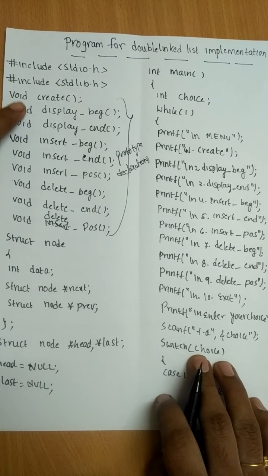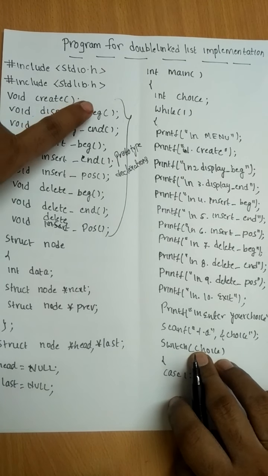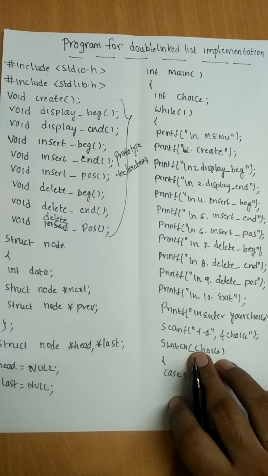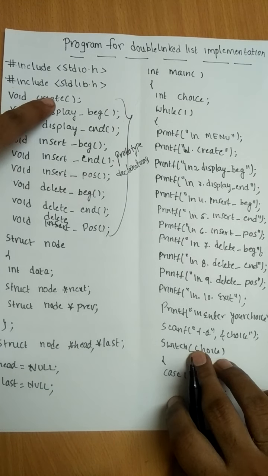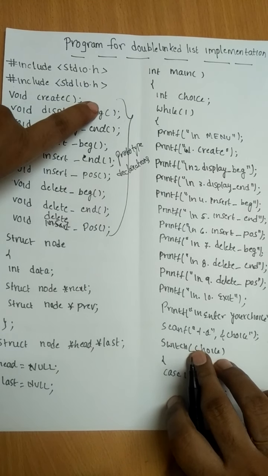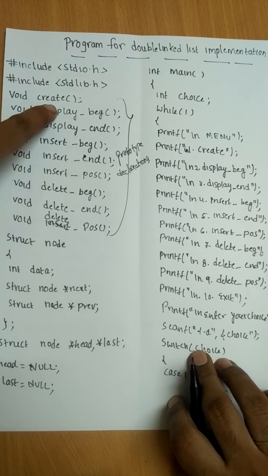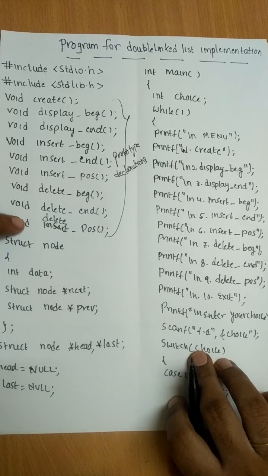So what is the prototype declaration? This prototype declaration tells the compiler the return type of the function, the name of the function, and the argument list of the function. If we consider the function create, the return type is void, so there is no return value from the called function to the calling function, the name of the function is create, and there are no arguments. So open parenthesis, close parenthesis, semicolon. This is the prototype declaration for the function create. Similarly, write prototype declarations for all the functions.